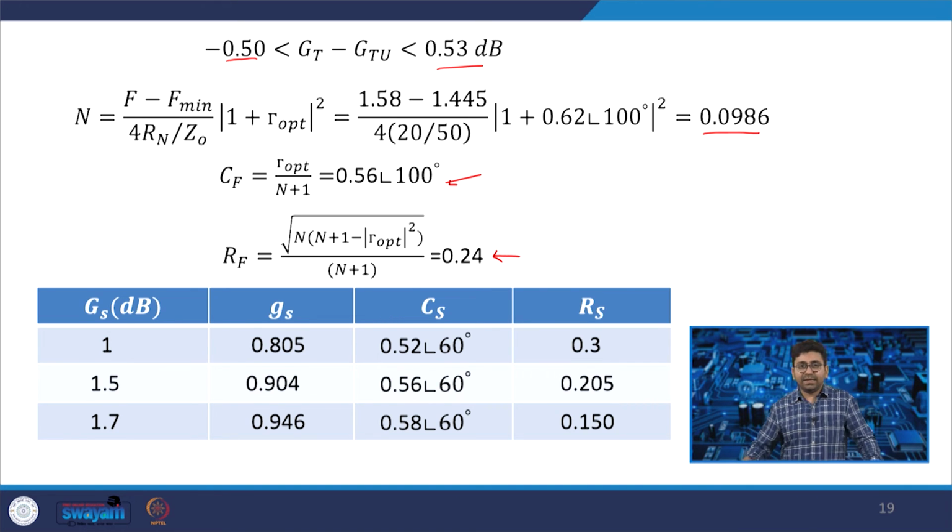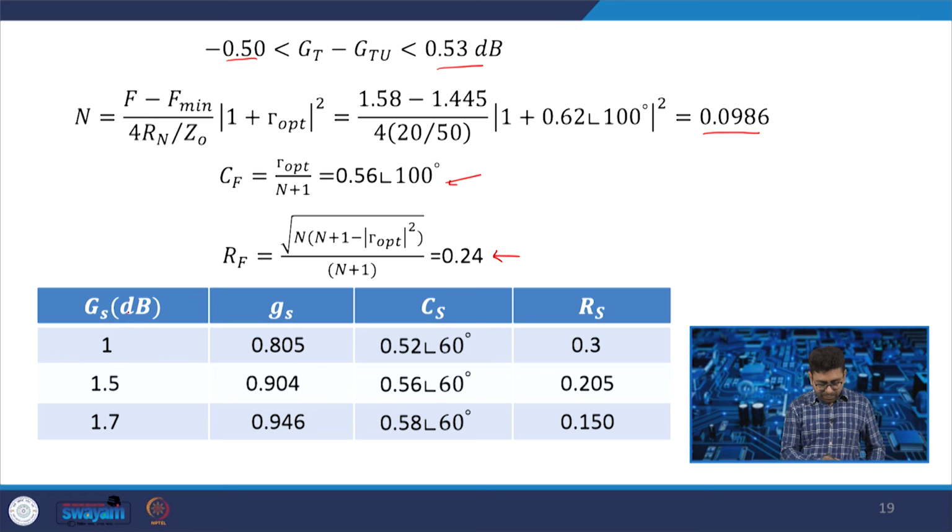As we are designing the low noise amplifier, we need to plot the gain circle at the source side, because the LNA we are going to connect at the antenna. So, first is the antenna, then the LNA. So, we need to optimize the gain at the source side.